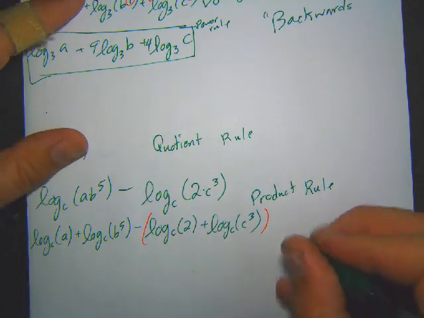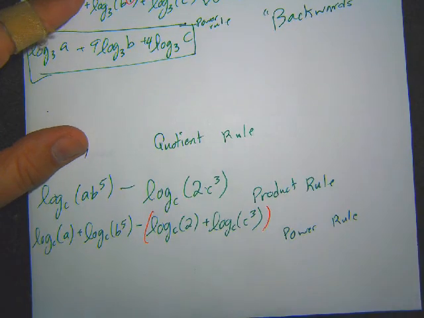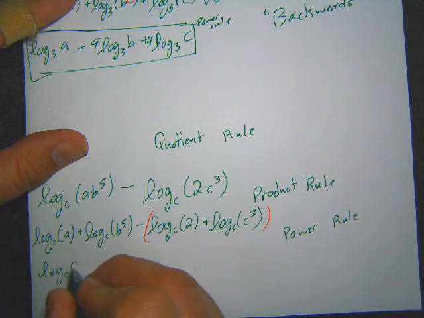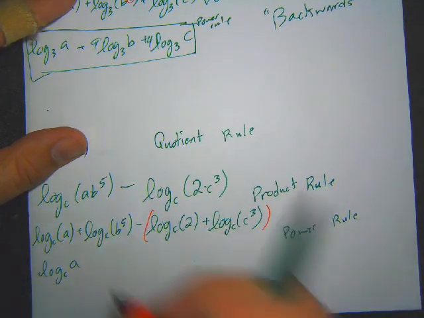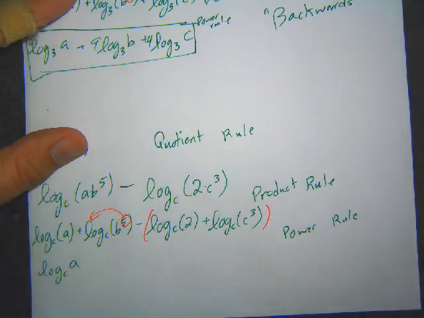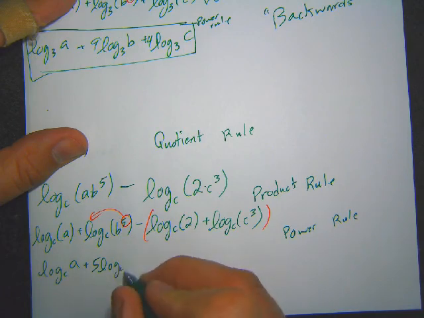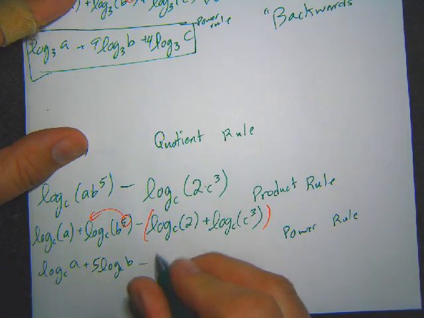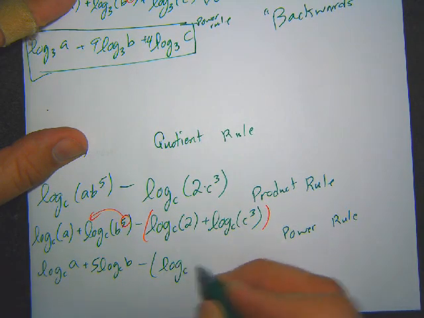The last thing I want to do is the power rule. There's only 3 rules, so we know after this we'll be done. Here, the a doesn't have a power, so we're just going to leave it. We'll just call that log base c of a. We're done. There's nothing else we can do. b to the fifth, we can pull the 5 out front. So take this 5, we'll put it out front. We get plus 5 log base c of b. Then I have minus my parentheses. Here, there's nothing to pull out, so we're just going to leave it log base c of 2.